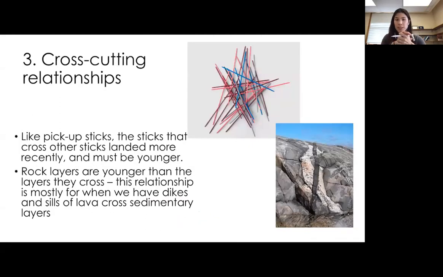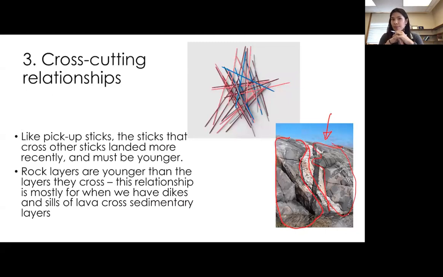And then we have the third principle, which is cross-cutting relationships. I think of this as analogous to pickup sticks. So the first ones you throw down are then crossed over by the later ones that you've thrown down, right? So something that crosses something else must be younger than the original thing. So for example, in this rock layer in the bottom right, we have this gray rock that I've just outlined. And there is a white layer that cuts through it. That white layer must be younger than the gray rock that surrounds it.